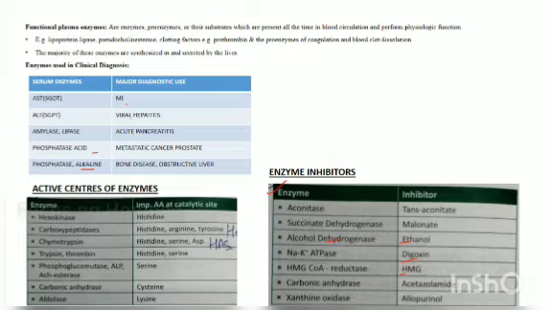So, the inhibitors of these enzymes are given in this table. For aconitase, trans-aconitate is the inhibitor. For succinate dehydrogenase, malonate is the inhibitor. For alcohol dehydrogenase, ethanol is the inhibitor. For sodium potassium ATPase, digoxin is the inhibitor. For HMG-CoA reductase, statins are the inhibitor. For carbonic anhydrase, acetazolamide is the inhibitor. For xanthine oxidase, allopurinol is the inhibitor.